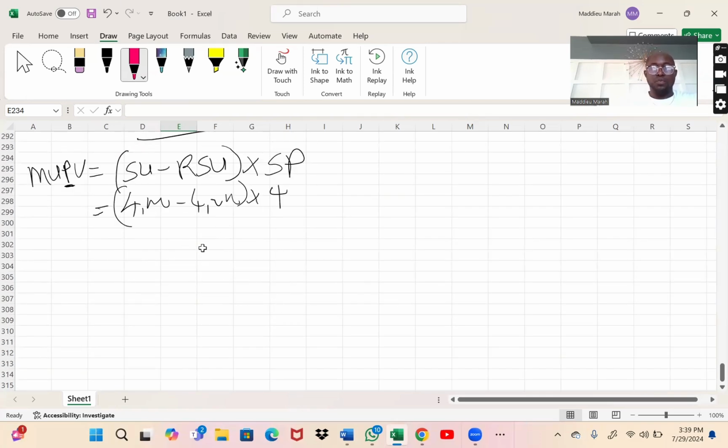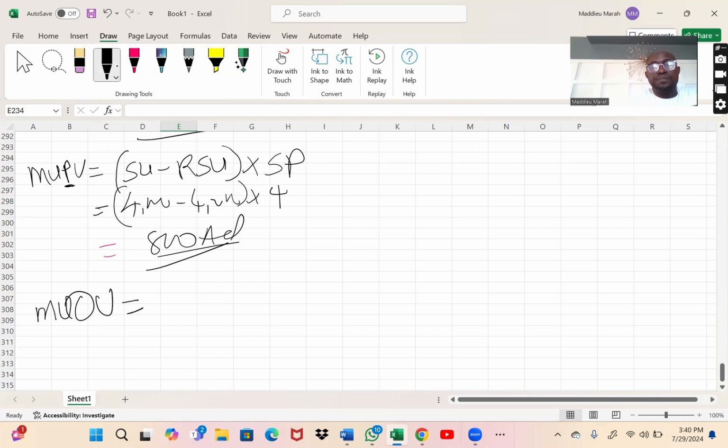So what do we have here? How do we see this variance? Adverse variance. Adverse of how much? 200 at 4. So our variance will be 800 adverse. So we bring in the standard usage of 4,000 minus revised standard usage of 4,200 multiplied by the standard price of 4. So now we look at the material usage operational variance.